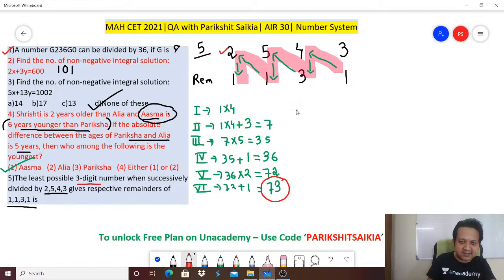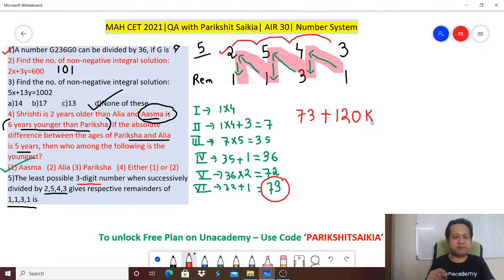The second number is nothing but, just multiply the top parts. 2 into 5, 10. 10 into 4, 40. 40 into 3, 120. So 120k. How did I get that 120? Multiply the top row. 2 into 5, 10. 10 into 4, 40. 40 into 3, 120. So 120k. If you put k equal to 0, you'll get the first number.